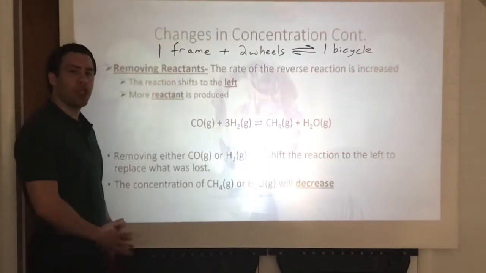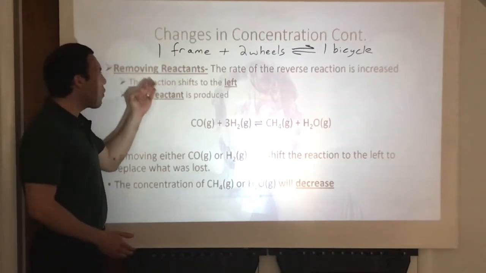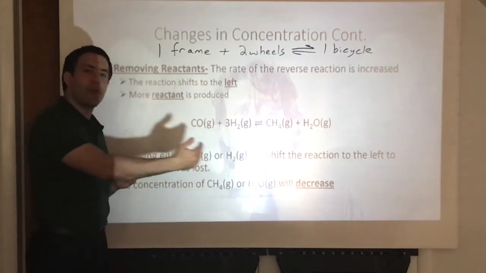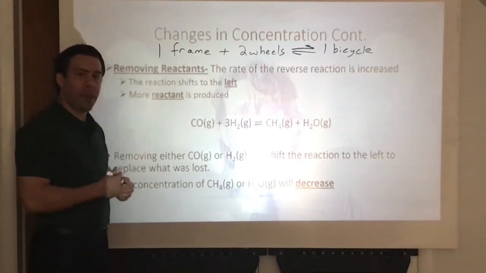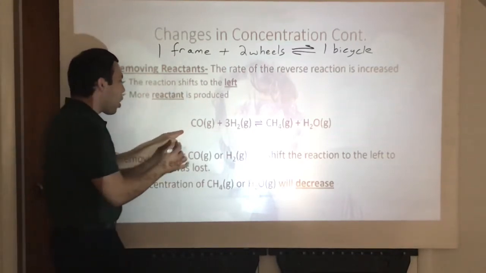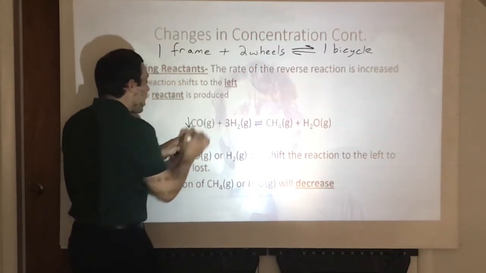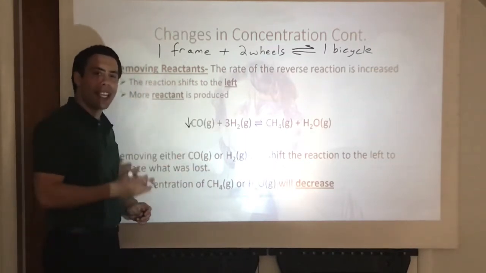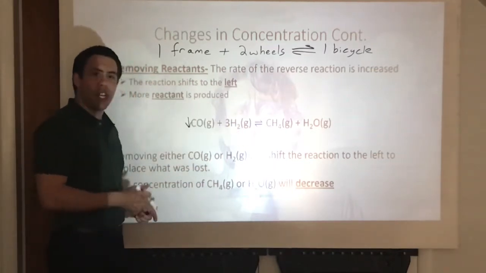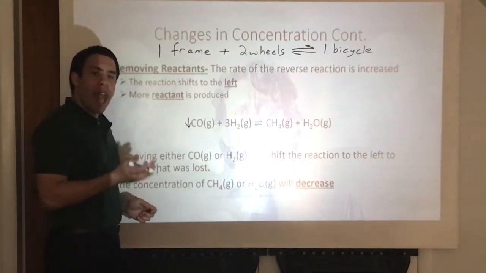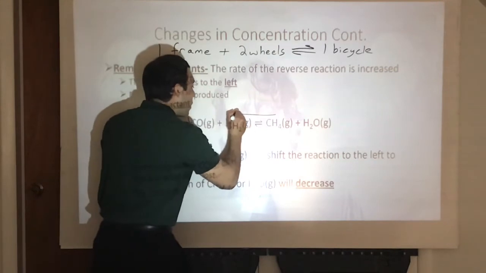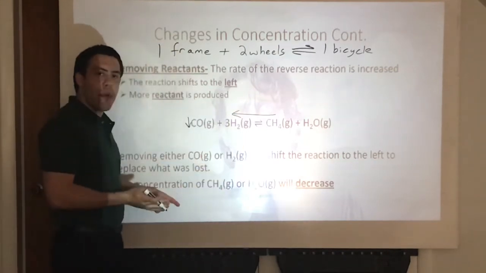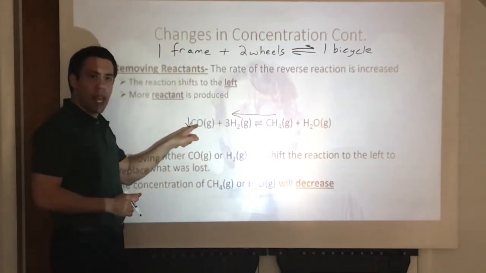The opposite is true if we remove reactants. If we remove reactants, the rate of the reverse reaction is increased. The reaction shifts to the left. So, if we were to decrease the amount of carbon monoxide gas in the same reaction at equilibrium, the reaction is going to want to shift left to make up for the lost carbon monoxide.